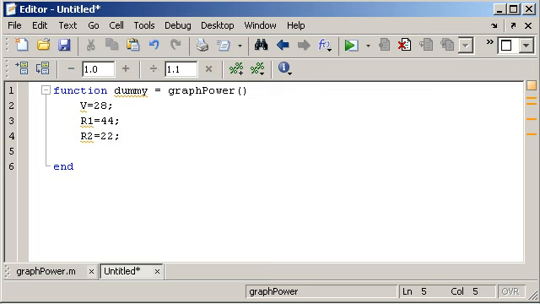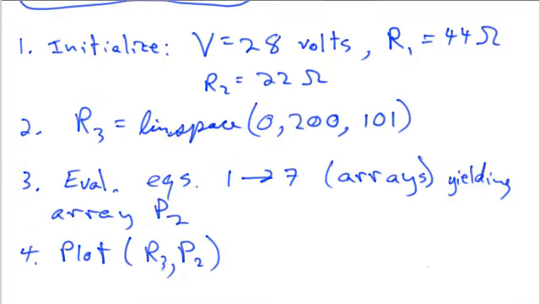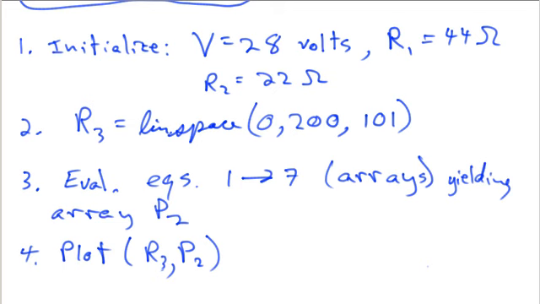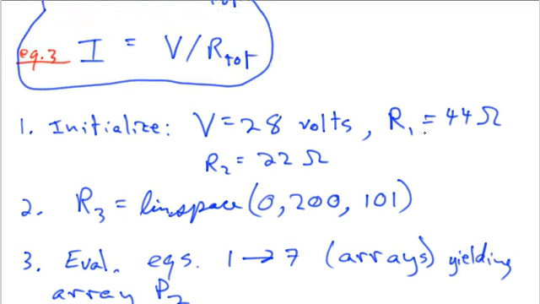And then my next step, the plan was to create R3, the array. R3 equals linspace 0, 200, and I wanted 101 of them. And then evaluate these equations. So let's try doing that.